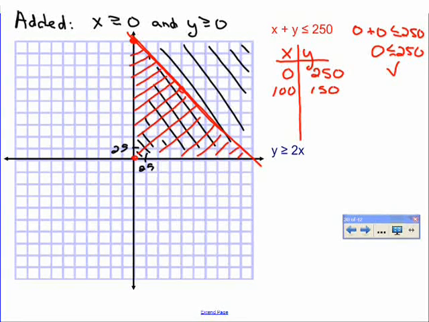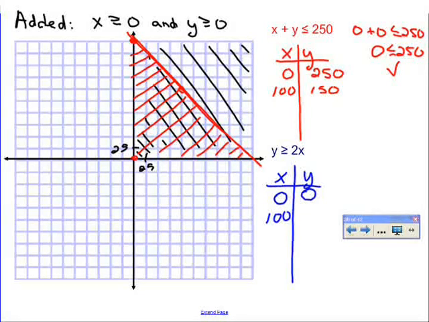We repeat the same process for that second inequality. And so we have y is greater than or equal to 2x. So again, you create your table of values, x and y, and you can choose some values of x. So if we choose 0 for a value of x, that means 2 times 0 is going to be 0, so our y value is 0. If we choose a value of, say, 100 for x, then the y value must be 2 times 100. That gives us a y value of 200.